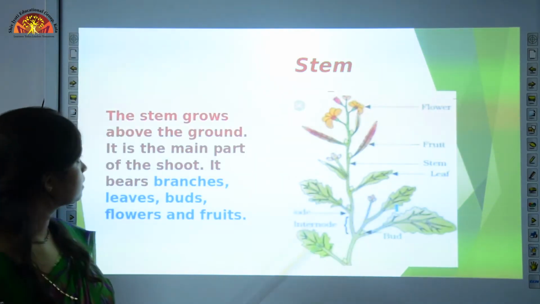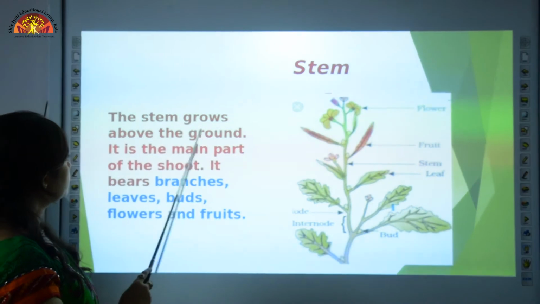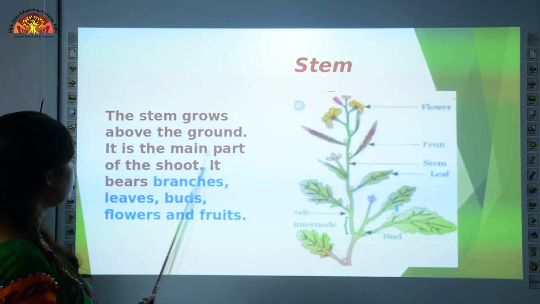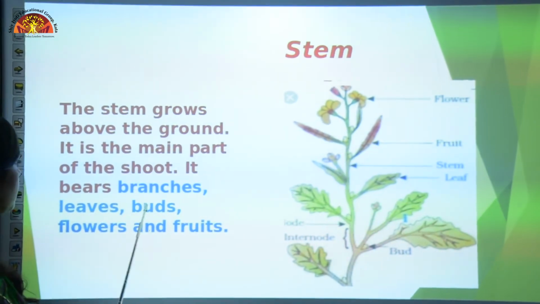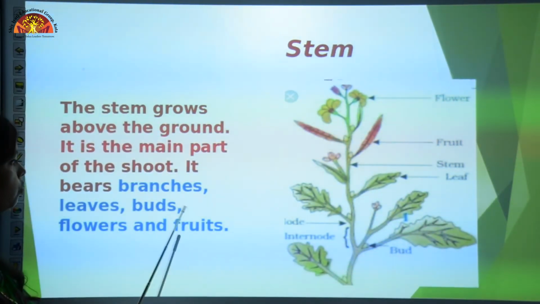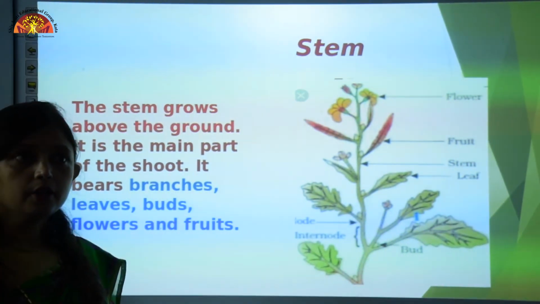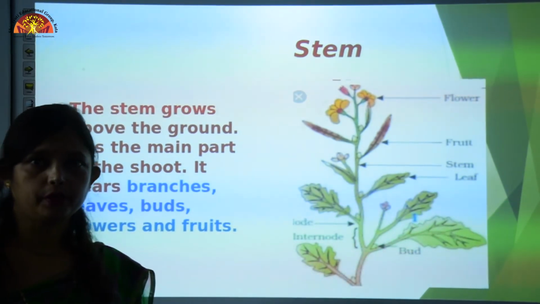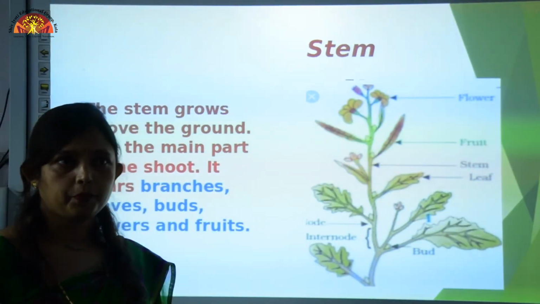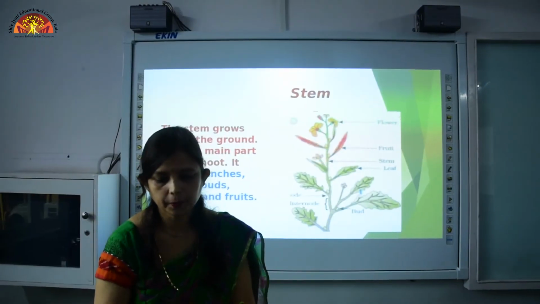Now next is stem. The stem grows above the ground. It is the main part of the shoot. It bears branches, leaves, buds, flowers and fruits. Now, the second important part of plant is the shoot, and this shoot has a main component called as stem. Now again you can see the pot shown here.